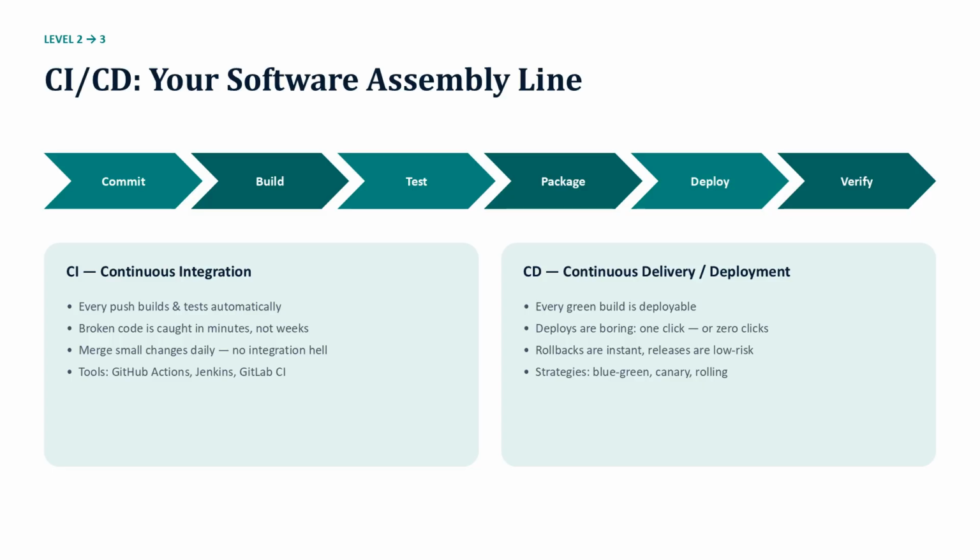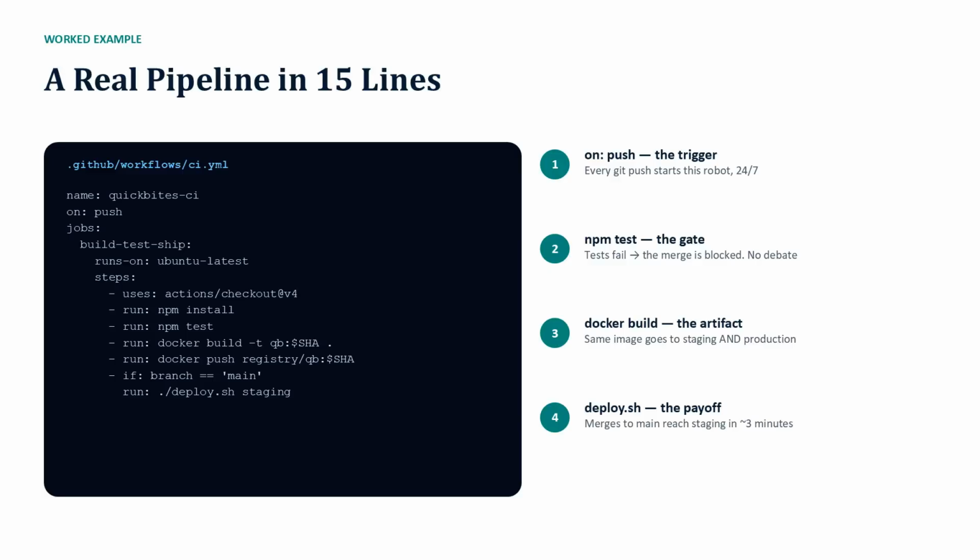The goal is to make releases boring. No release nights, no crossed fingers, just small, safe, reversible changes flowing to users daily. We'll build a real pipeline with GitHub Actions in this series, going from commit to live deployment with zero manual steps. People imagine CI/CD is rocket science, so here's a complete, real pipeline.